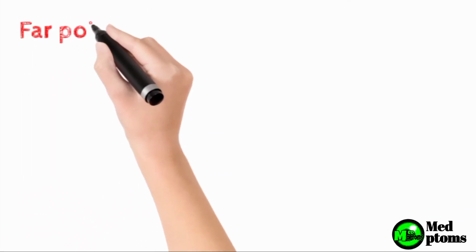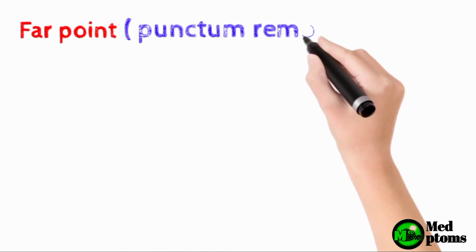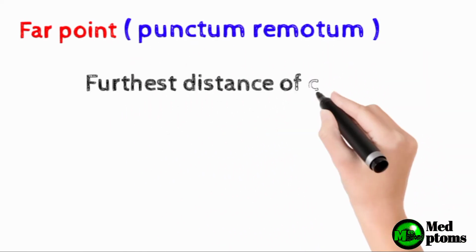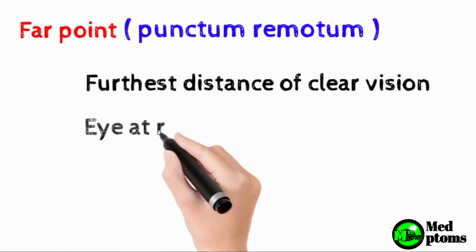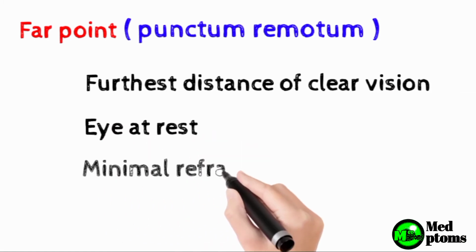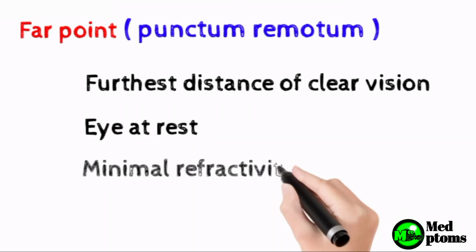Next one, far point, which we otherwise call punctum remotum. Far point is nothing but a clear vision at a long distance. If we see any object at a long distance, then the eye is at rest. Minimal refractivity will be attained in the lens of the eye.